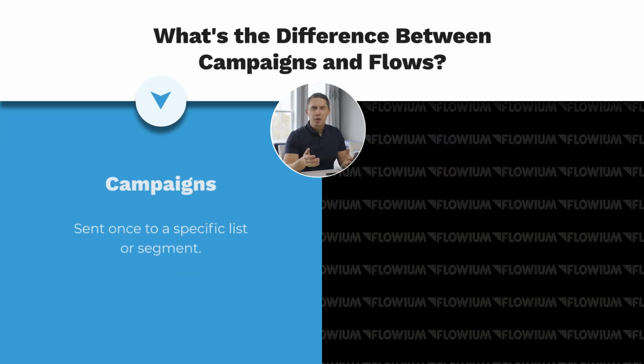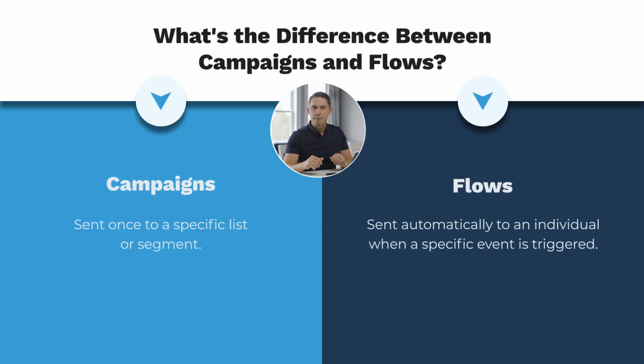What's the difference between campaigns and flows? Campaigns, also known as a newsletter, promo campaign, or blast, you are sending once to a specific list or segment. On the other hand, flows, it's email automations. You might send it only to one person at a specific time because they triggered a specific event. When that event is triggered, only then you are sending the flow.